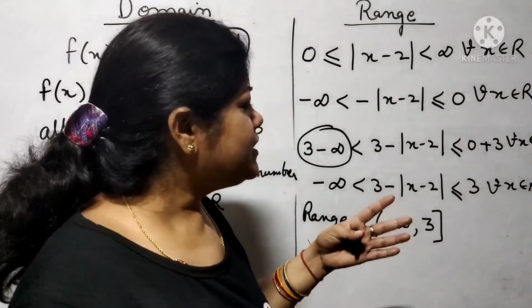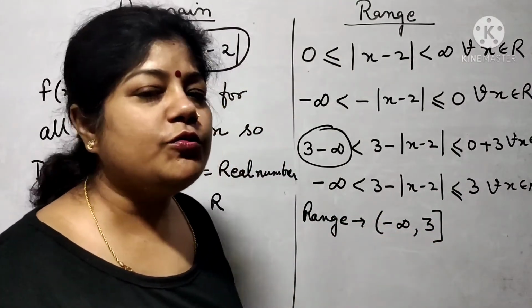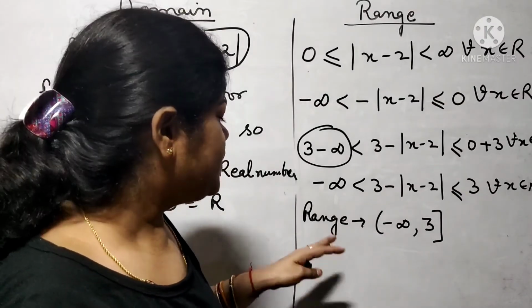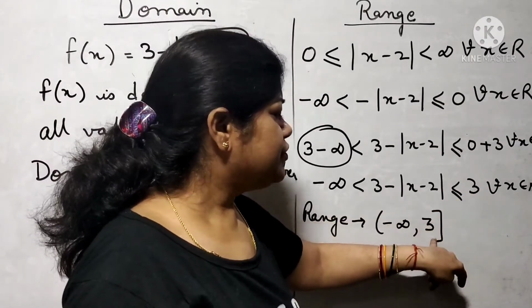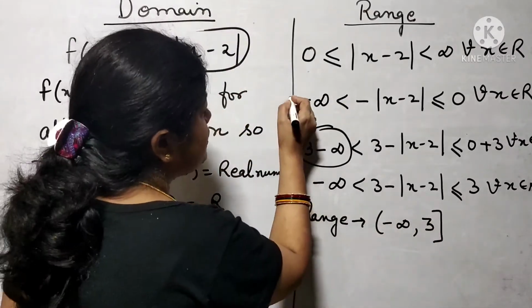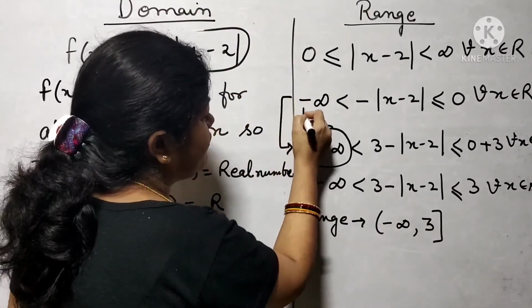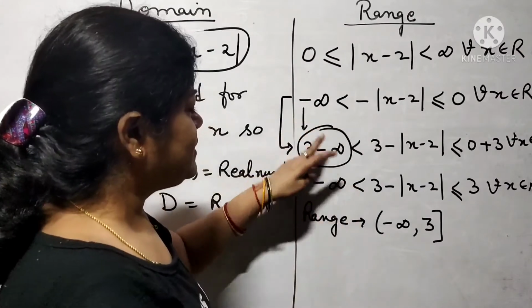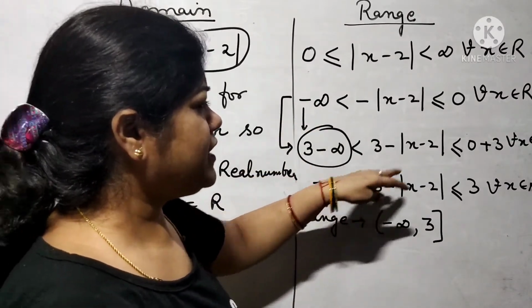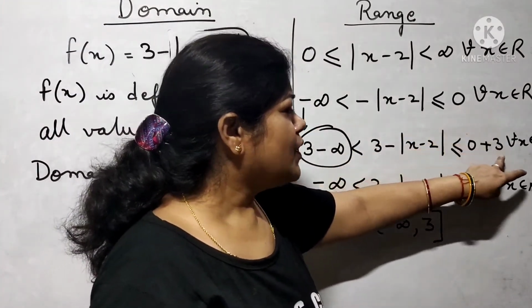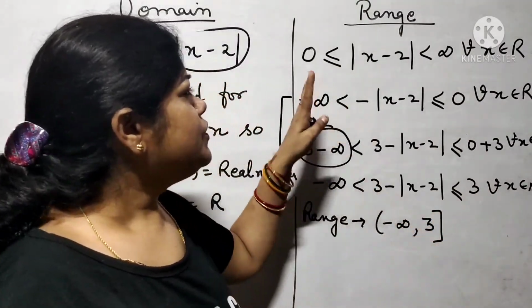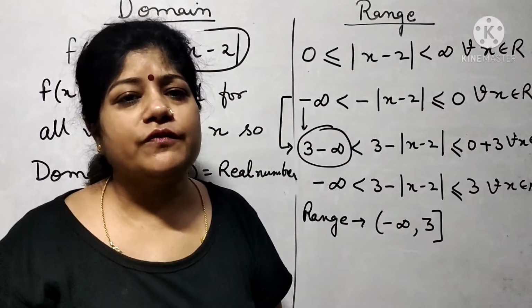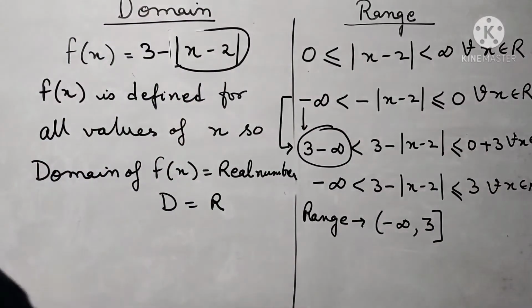So now the range becomes from minus infinity to 3. Note this position: when you add 3 to minus infinity, there is nothing else, it remains minus infinity. But on the side of 0, we use the value of 3. So in this way, you can find out the domain and range of the modulus functions.